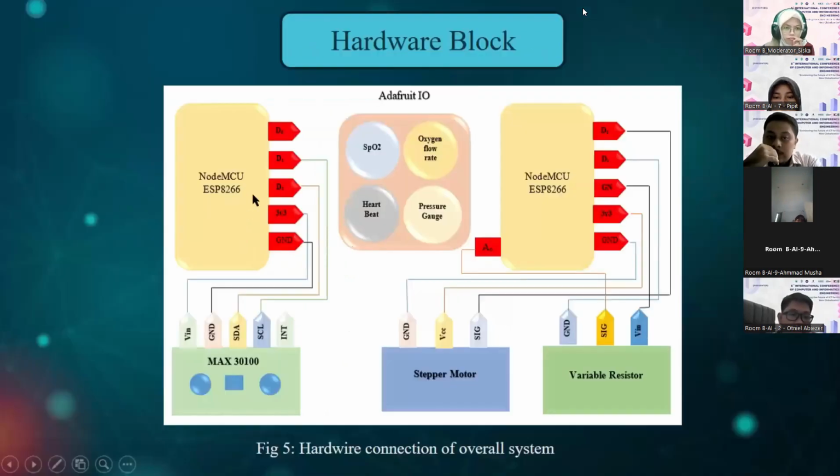For this project we need 2 NodeMCU, one Adafruit and an Adafruit server. And we also need a MAX30100 pulse oximeter sensor for IoT, to make an IoT-based pulse oximeter, and that is our stepper motor and variable resistor. The stepper motor controls the flow of oxygen, and the variable resistor.